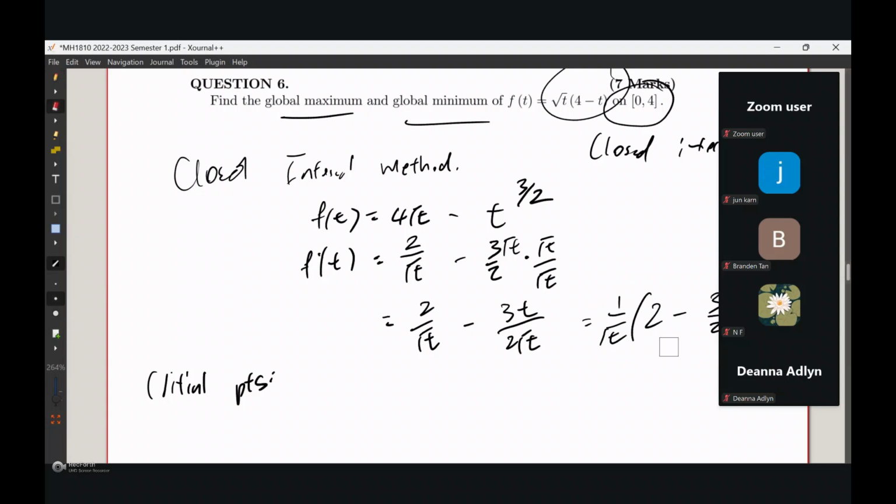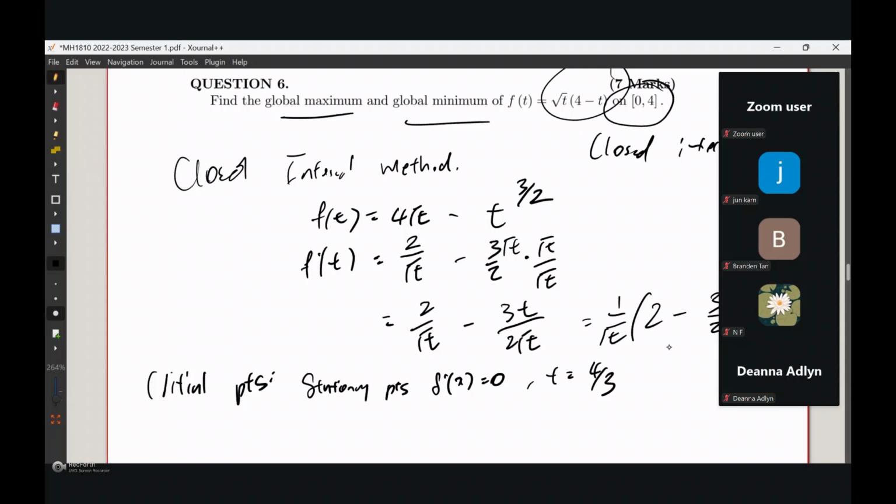So critical points, remember your critical points include your stationary points and your singular points. So stationary points is when your f prime t is equal to 0. You solve for this equal to 0. It's basically this part is equal to 0. 2 minus 3 over 2t is equal to 0. So this is when t is equal to 4 over 3.